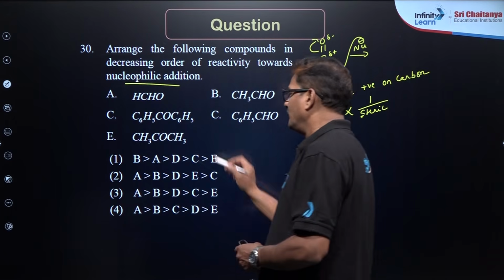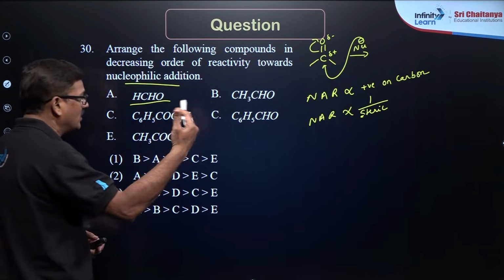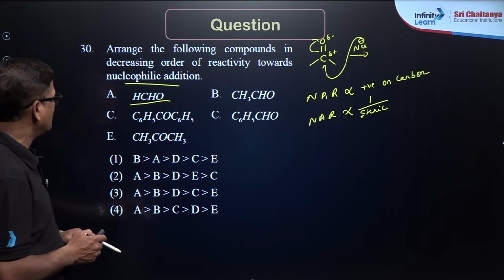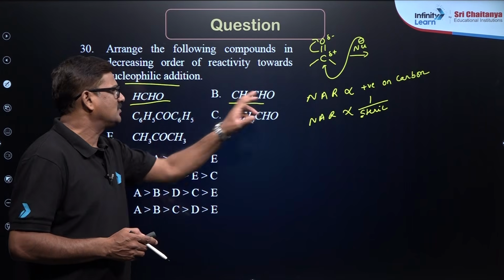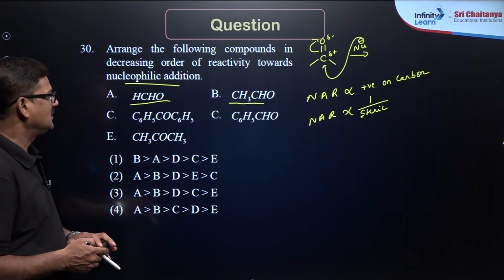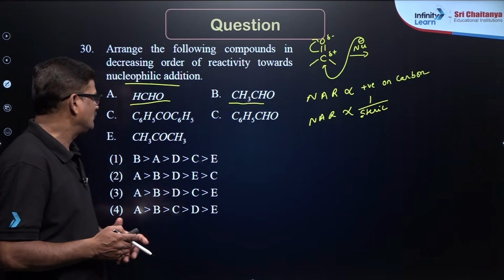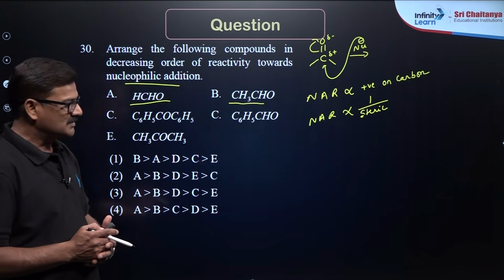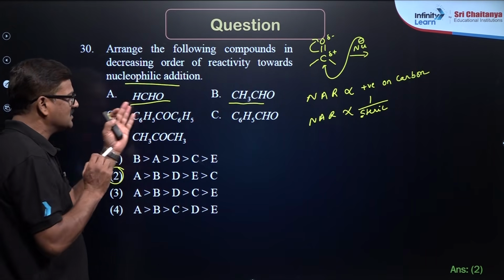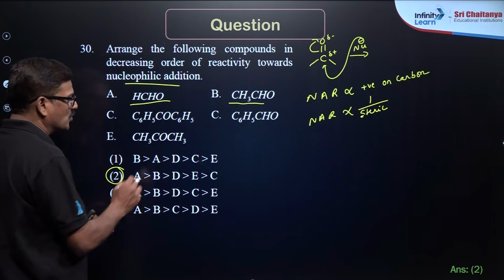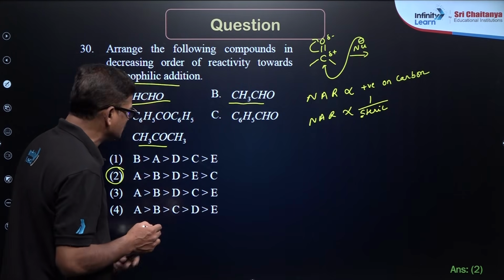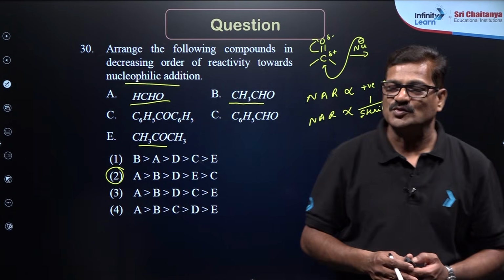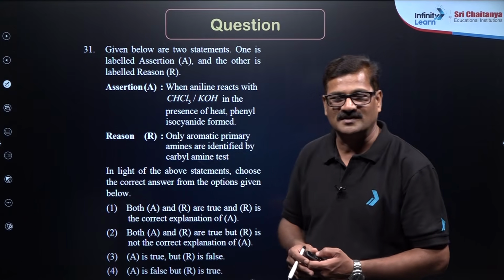In general, formaldehyde is more reactive than any other aldehydes. So I want to say A is more reactive than aliphatic aldehyde, then aromatic aldehyde, then aliphatic ketones, then aromatic ketones will come. So the answer for this is going to be A is more than B, then you go to the ketone, then you are going to see the diaromatic ketone. So option 2 is going to be the correct answer for this question.